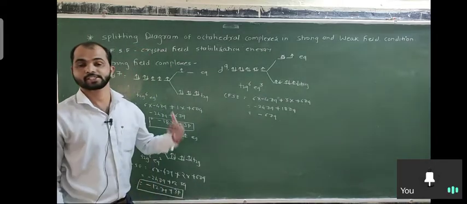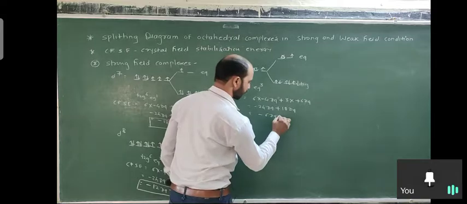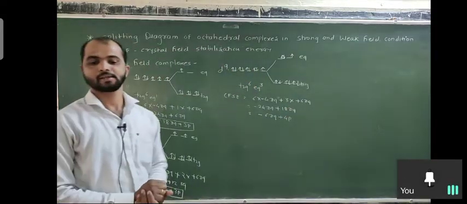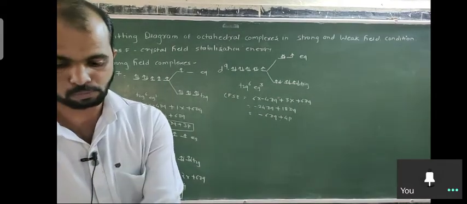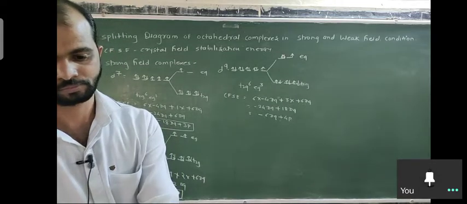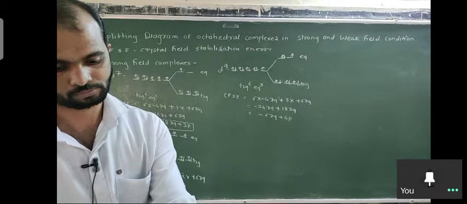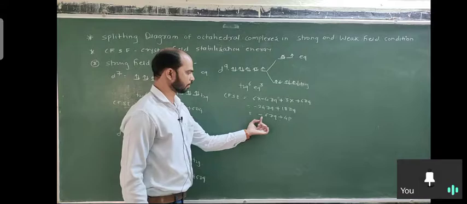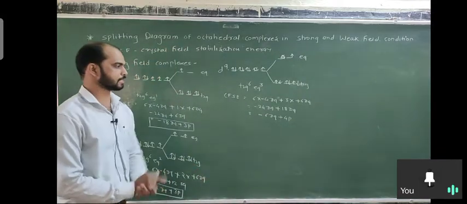Minus 6 dq plus how many pairs? 1, 2, 3 and one more pair is here. So 4p. 4p is the CFSE. Okay, is it correct? Minus 6 dq plus 4p, sorry, 4p is the pairing energy.